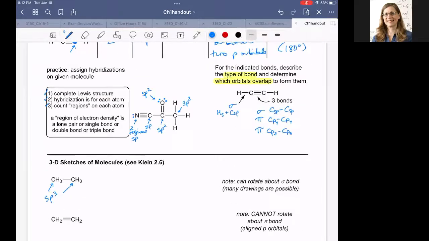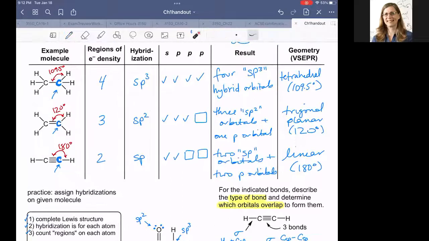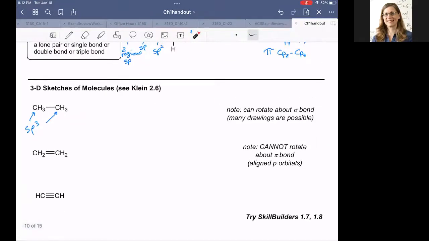sp3 hybridization with 4 regions around tells us that we're expecting a tetrahedral geometry. In fact, this molecule right here is a tetrahedral geometry. The next one, each of these carbons has just 2 hydrogen atoms, and then the other carbon that it's attached to. So with 3 regions of electron density, we expect it to undergo sp2 hybridization. And then the last one with the triple bond has just the CH bond over here and a CC triple bond over here. And with 2 regions of electron density, we expect sp hybridization.